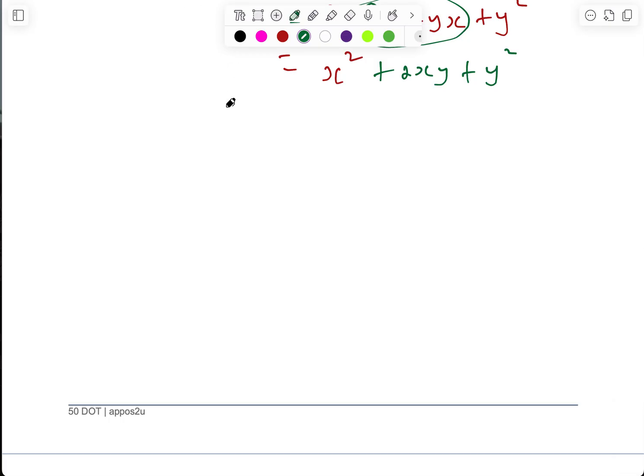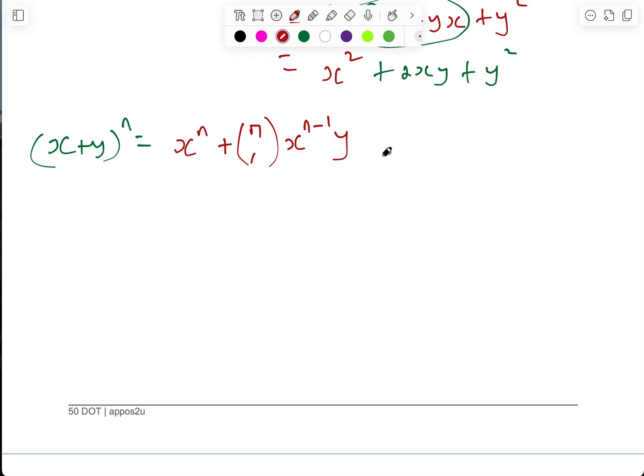And the binomial theorem simply tells us that if you have x plus y raised to power n, then the expansion is going to be x raised to power n plus n combination 1, then you have x raised to power n minus 1 multiplied by y. Then you have plus n combination 2, then you have x raised to power n minus 2, then you have y squared. This goes on and on until you get to y raised to power n.